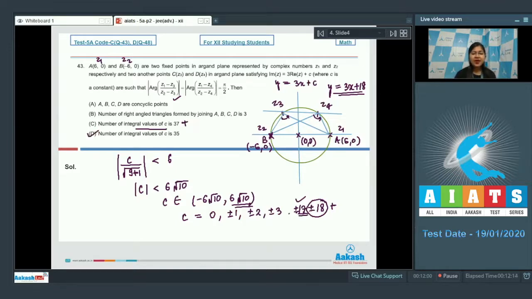Number of right angle triangles that can be formed. See here Z3 and Z4 can take an infinite number of values on this circle. So this option is incorrect. Option number A, B, C, D are concyclic points, that is correct. So the answer is A and D.